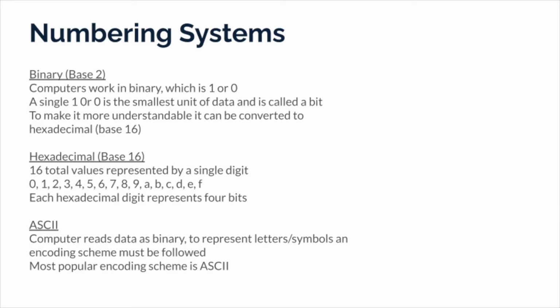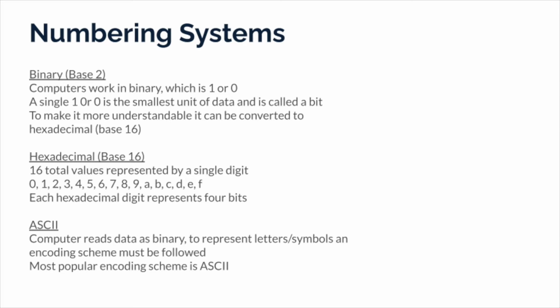These are just some of the challenges that you might come across when working on digital forensic challenges. Some background information that is important for solving these challenges includes being able to understand different numbering systems like binary, hex, base64, etc., and being able to recognize them. In last year's workshop, we did a deep dive into these numbering systems and converting them from one form to another. If we go briefly over some common numbering systems, we have binary, which is base 2, and many of you may know that computers work in binary, which is either 1 or 0. A single 1 or 0 is the smallest unit of data and is called a bit. To make it more understandable, it can be converted into hexadecimal.